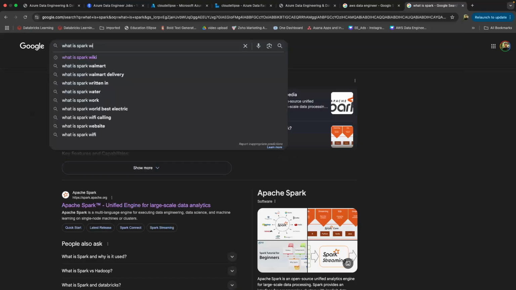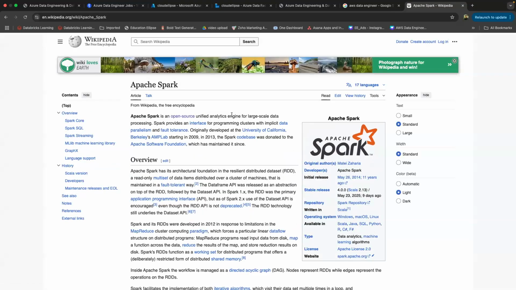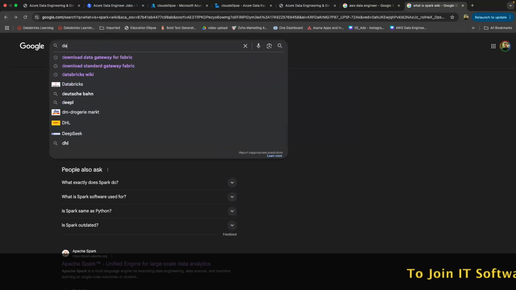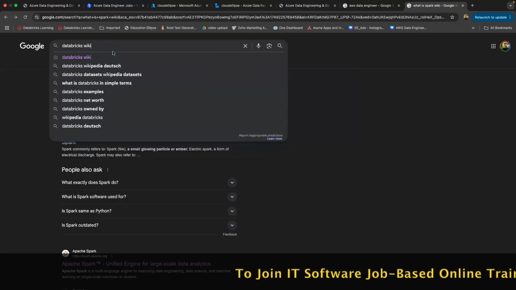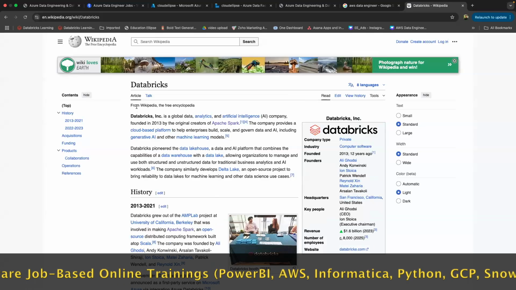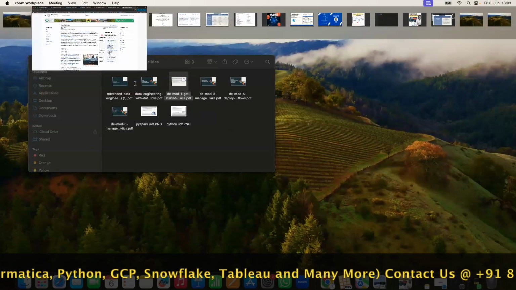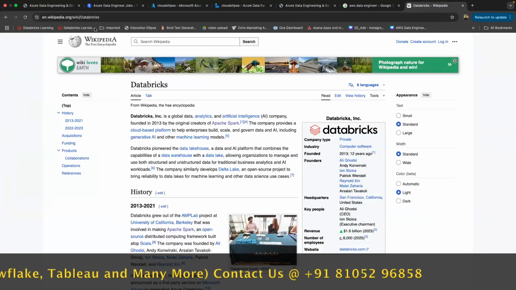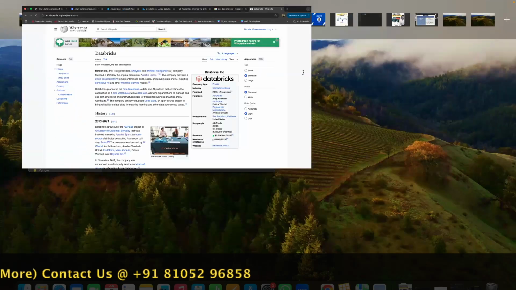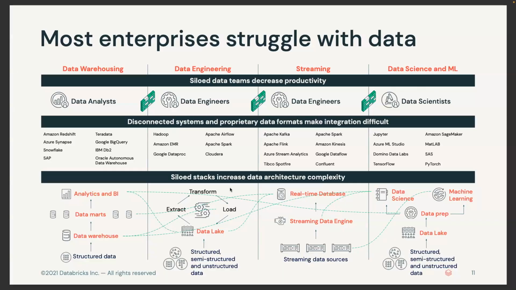Like Wikipedia says, Spark is basically an open source unified engine for large scale data processing. So it helps you do distributed computing. And Databricks is created by the creators of Apache Spark. So it is a much more mature tool when it comes to distributed computing frameworks, right? Here you can do data warehousing, data engineering, stream processing, and data science and ML algorithms, a one-stop solution for everything. So that is why Databricks is important.